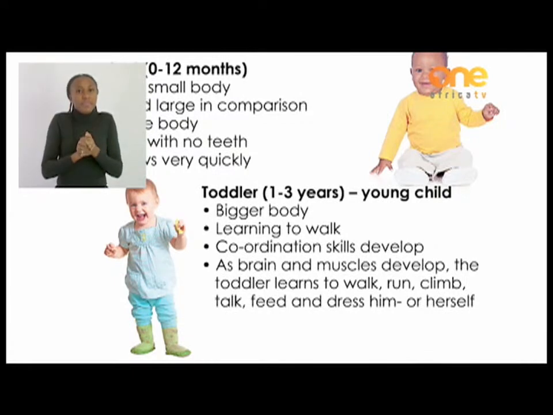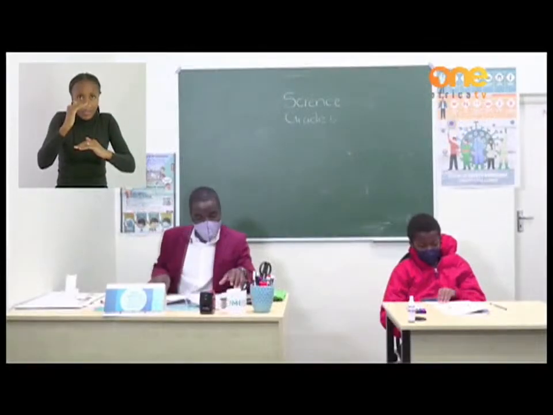As brain and muscles develop, the toddler learns to walk, run, climb, talk, feed, and dress by themselves. This is the stage where all of us learned how to put on our own clothes. That's the second stage of life. We are moving on to page 18.